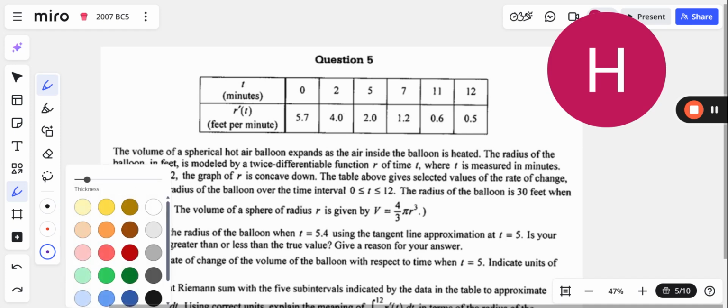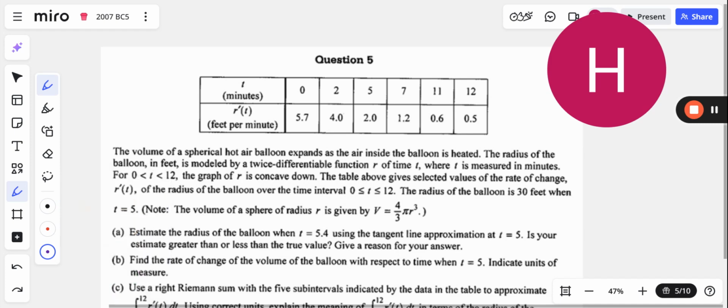Let's read through the problem. The volume of a spherical hot air balloon expands as the air inside the balloon is heated. Hey, yeah, ideal gas law, right? Chemistry people. The radius of the balloon is modeled by a twice differentiable function, r of t. t is in minutes, as we see here. From 0 to 12, the graph of r is concave down. That's probably going to come in handy later.